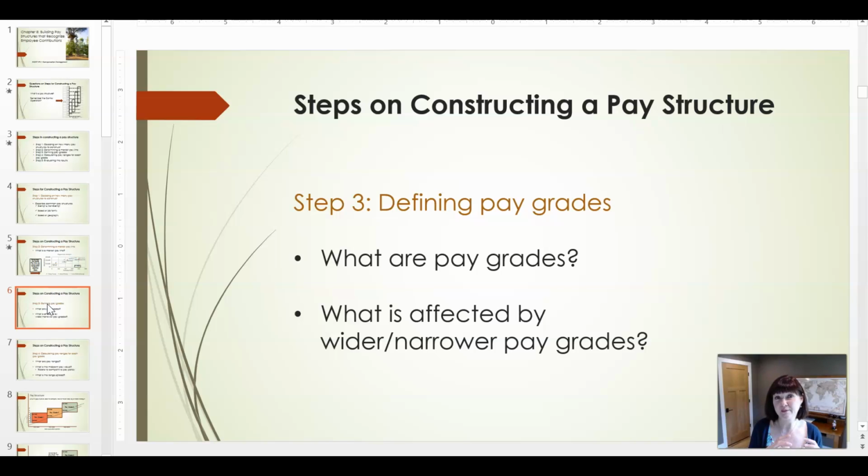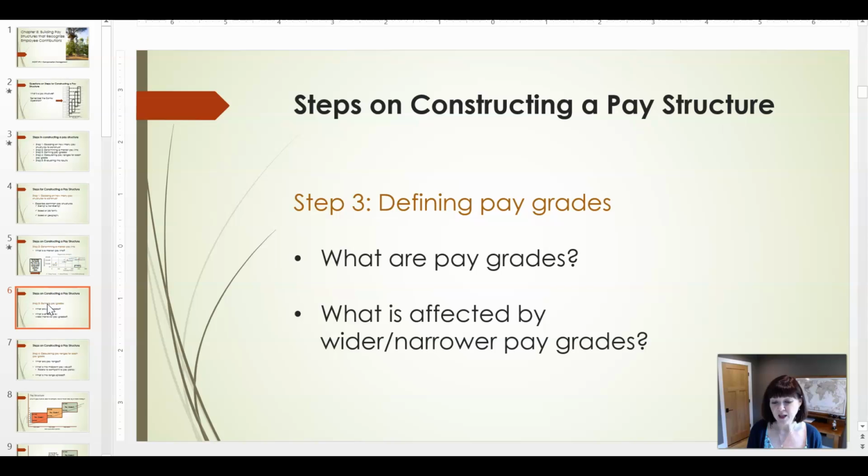that have similar compensable factors. Remember, this is for a single pay structure. So if you did a pay structure for all exempt employees, that's all you're looking at, the exempt employees, and we're going to put into a pay grade all those exempt employees with similar compensable factors.